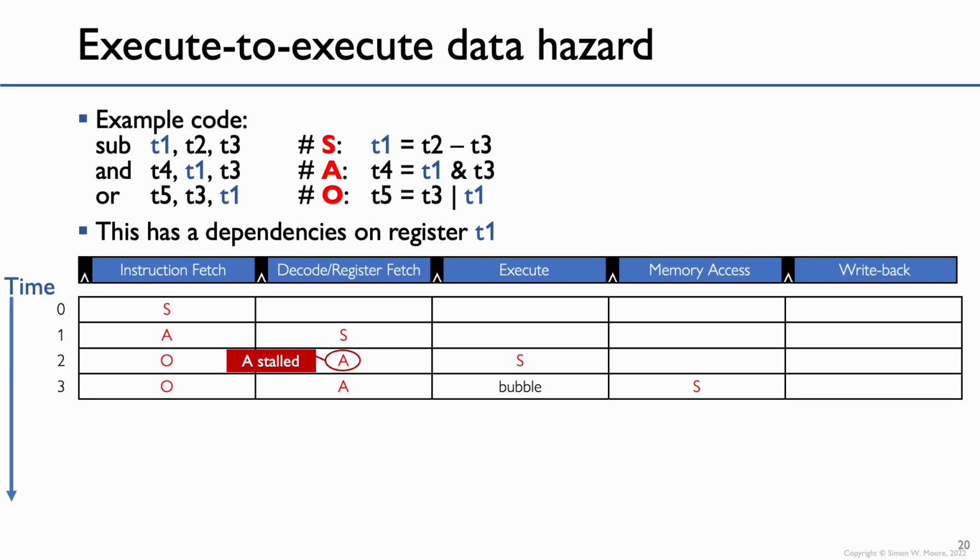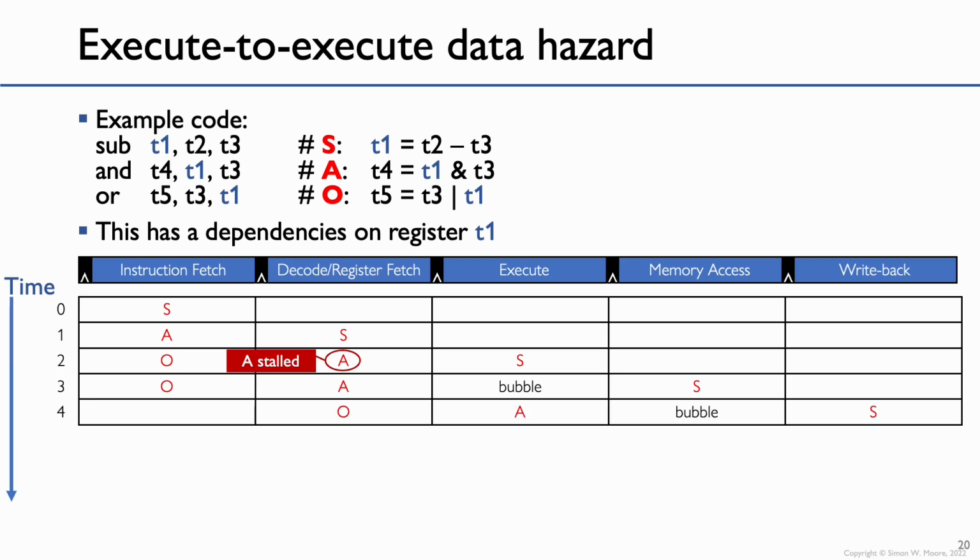So we have to introduce a bubble, and we can allow things to proceed now because we know, due to the forwarding path that we added for loads, we can actually forward the result from the subtract to the add instruction at that point in the pipeline. Okay.